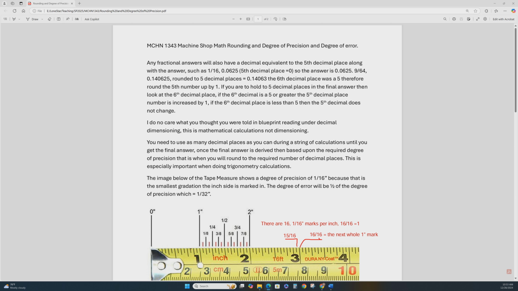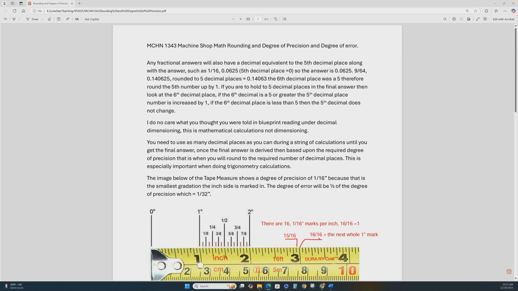Now, what the computer chip does inside the calculator may be more decimal places, and then they have their own internal algorithms for rounding, etc. Well, for the sake of this course and this video and this discussion, the degree of precision is the smallest increment of measuring, or the number of decimal places that can be displayed. We will get to that later. The degree of error is 1/2 of the degree of precision.